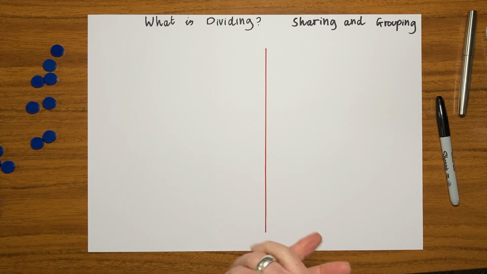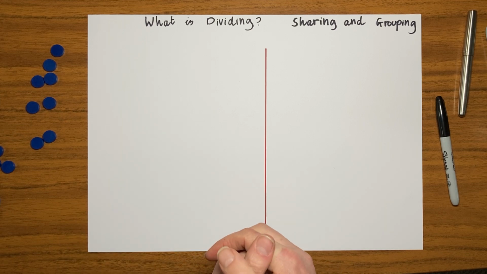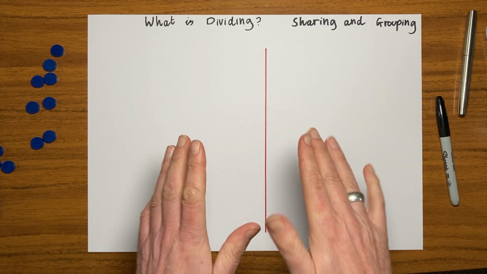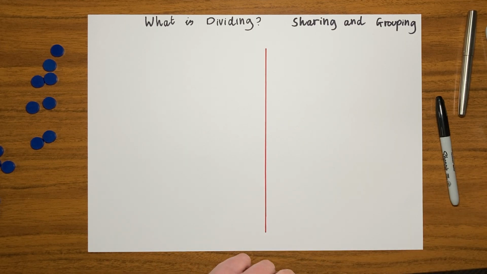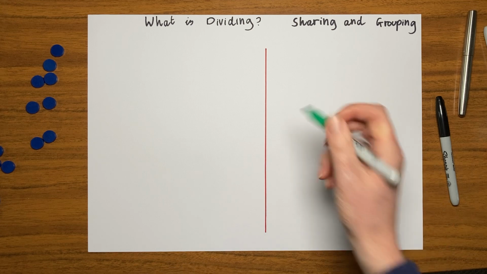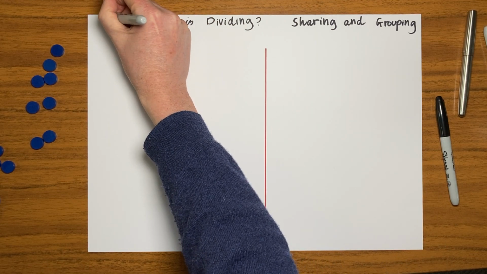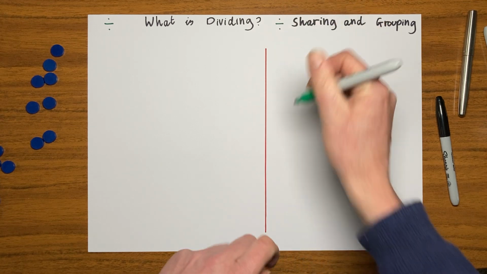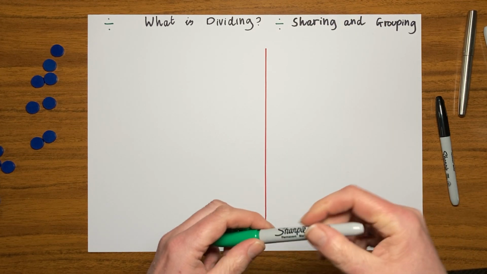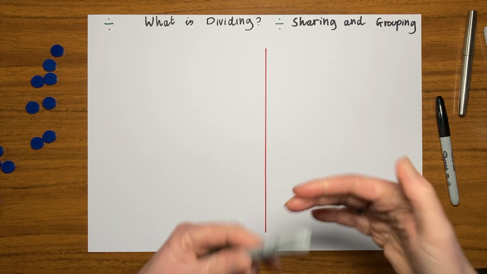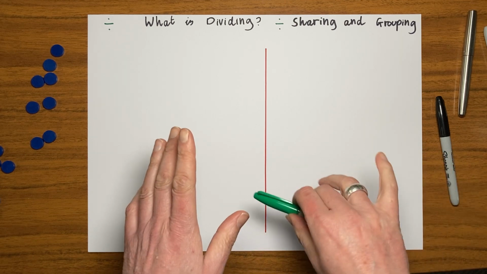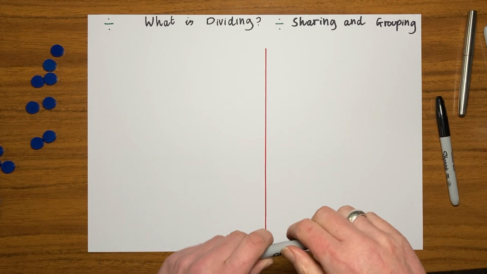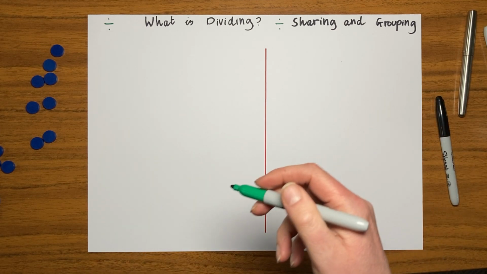Now, I've found, having taught maths for years and years, that dividing is something that really can confuse people. So I'm going to go right back to the very basics and talk about what actually is dividing. What does this funny line with two dots underneath it and on top of it actually mean? One of the things that's a bit confusing is it means two separate things. It means sharing and grouping. And in this video, I'm going to explain to you exactly what I mean.